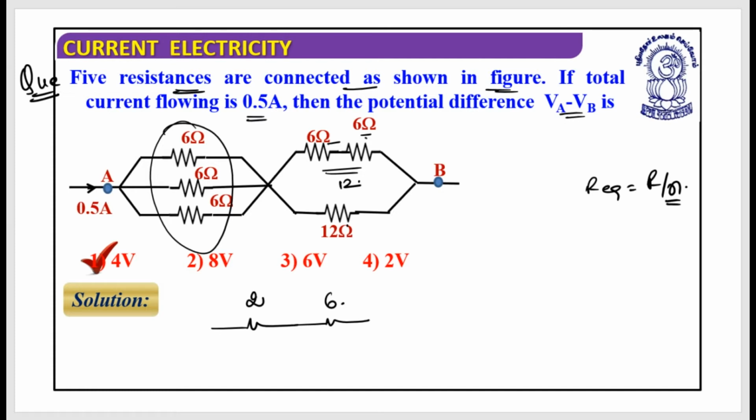The current is 0.5 ampere. So V is equal to I into R. 0.5, that is 1 by 2, multiplied by 2 plus 6, an 8 ohm resistance. This is 4 volt. Yes, we did it. A less than 1 minute question.